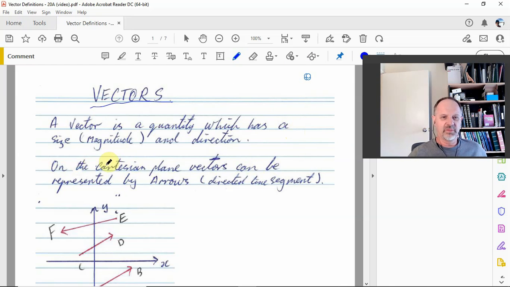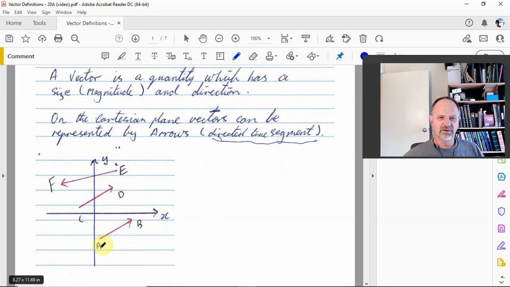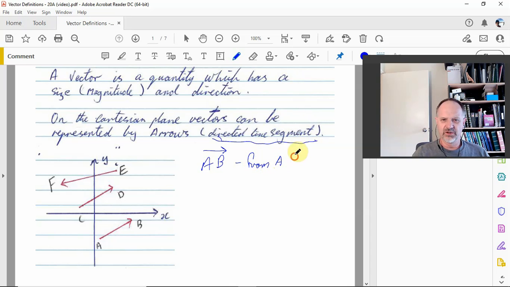On the Cartesian plane, vectors can be represented by arrows, and directed line segment is another term that's used. Here we've got a few. A, B, C, D, E, F are all vectors. We will write AB, for example, with a little arrow at the top so that we know it's a vector. That's the vector that goes from A to B, so we know the direction. Same with the other ones.